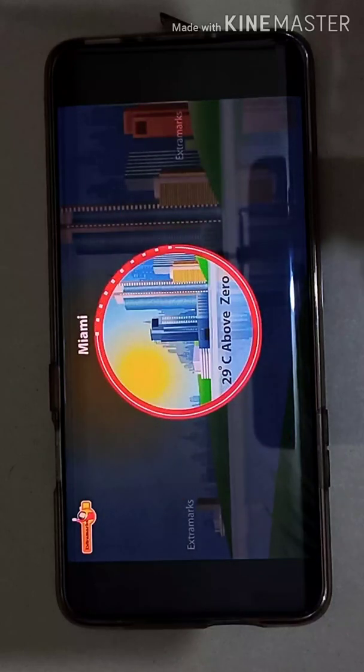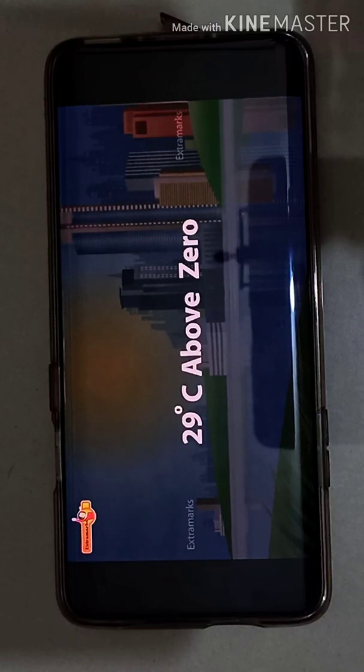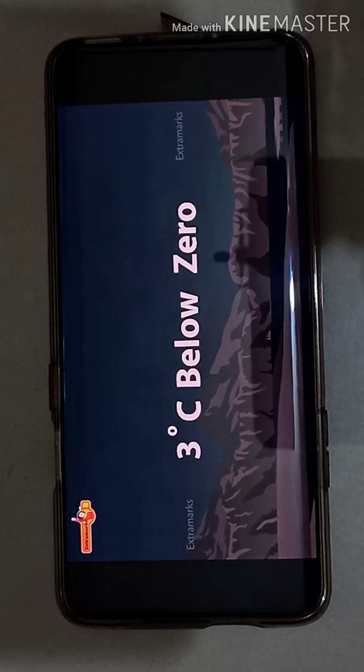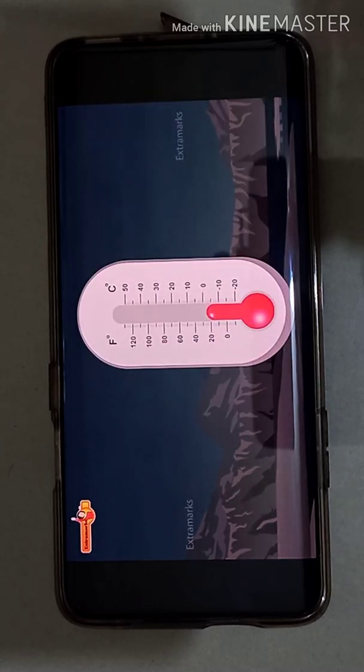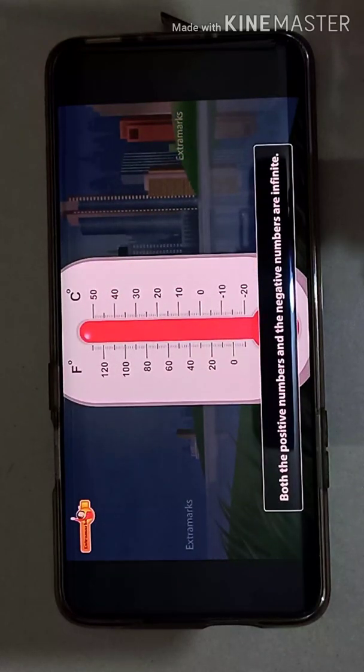Considering our scenario, the temperature of 29 degrees Celsius above zero is a positive number, and we write it as 29 degrees Celsius. Whereas the temperature of 3 degrees Celsius below zero is a negative number, and we write it as negative 3 degrees Celsius. But do you know how low these negative numbers go? Well, you might already know that they go as low as the positive numbers go high. It means that both the positive numbers and the negative numbers are infinite.